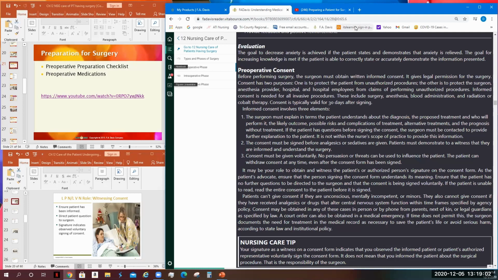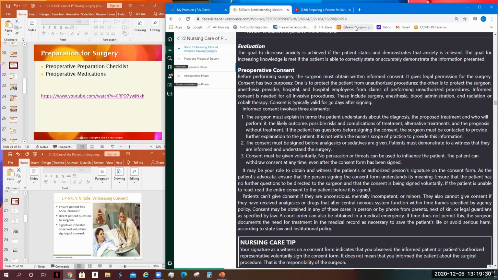Informed consent is needed for all invasive procedures. These include surgery, anesthesia, blood administration, and radiation or cobalt therapy. Consent is typically valid for 30 days after signing. Informed consent involves three elements.